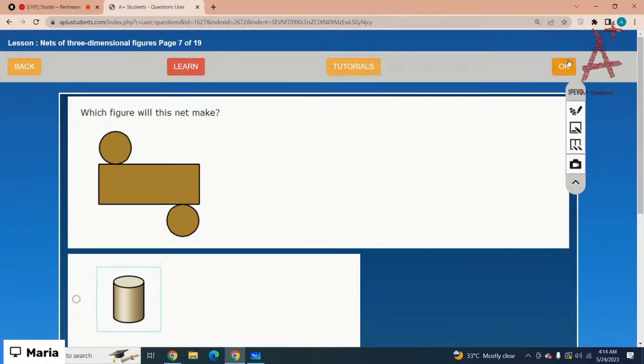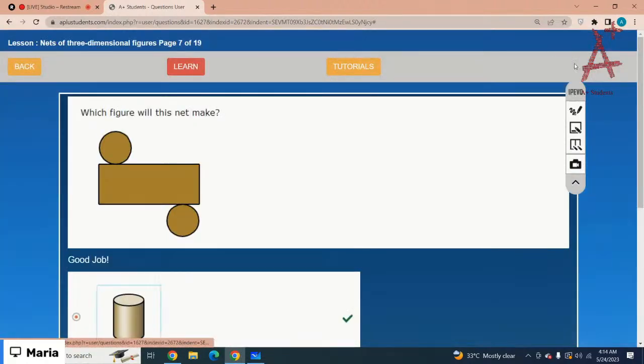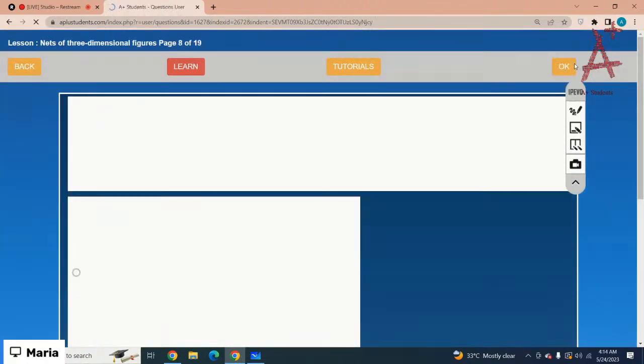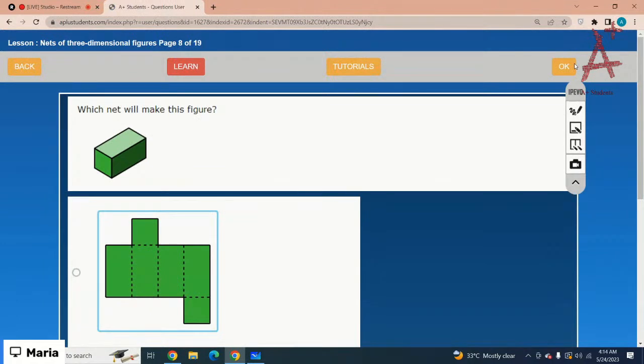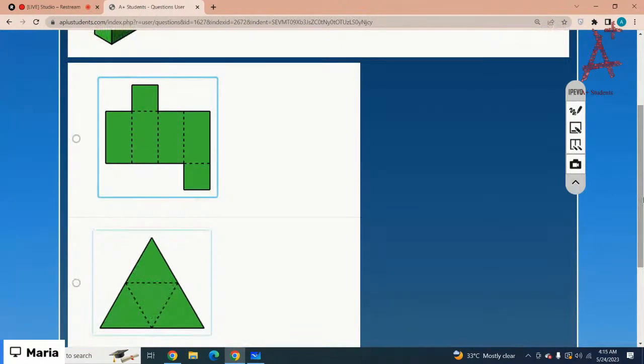Which figure will this net make? Option 1 or 2, which is the correct option? Yes, that would be option number 1. Which net will make this figure? 1 or 2? Yes, that would be option number 1.